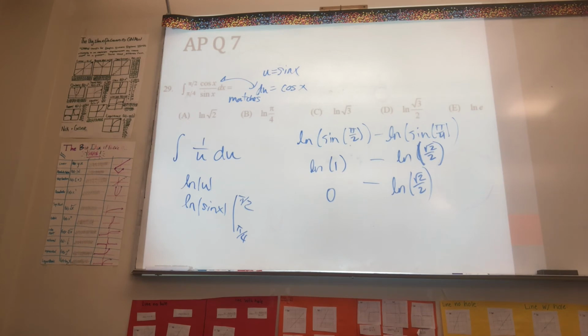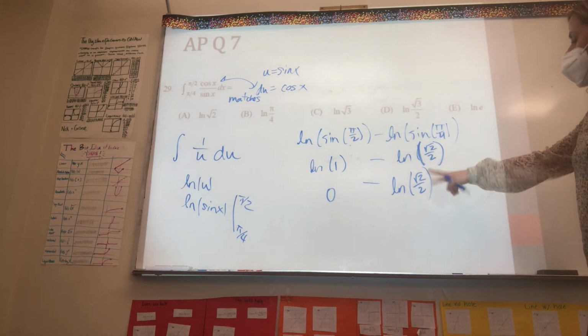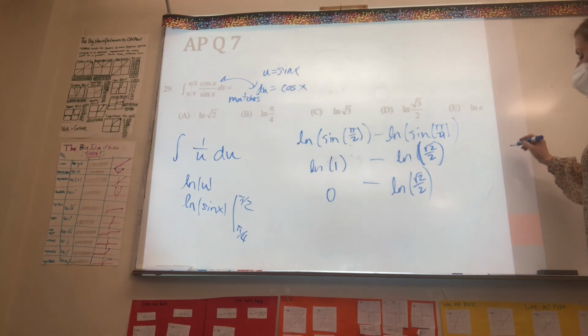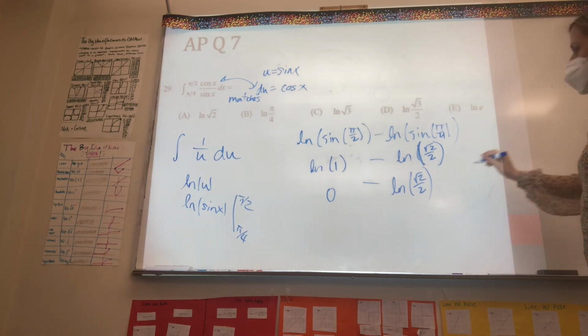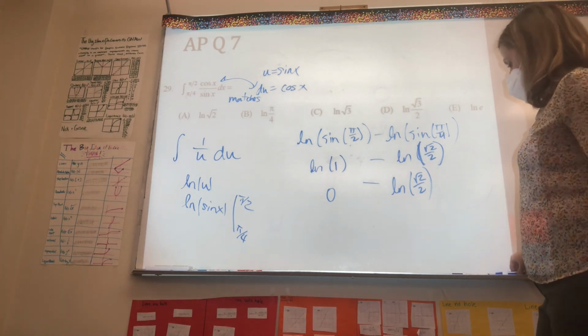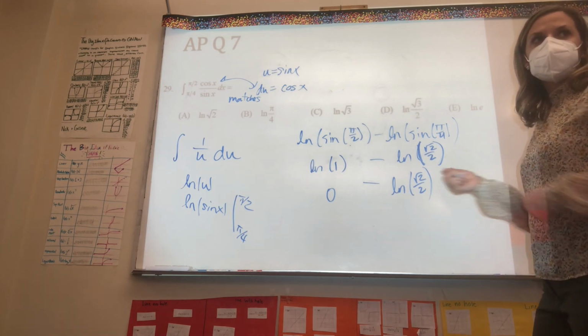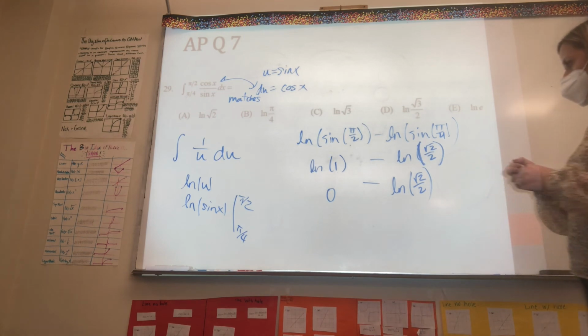Yeah, why is it A? So I'm gonna work a little backwards. Wait, doesn't this become ln of square root of 2 minus ln of 2? Oh yeah, we could do that.